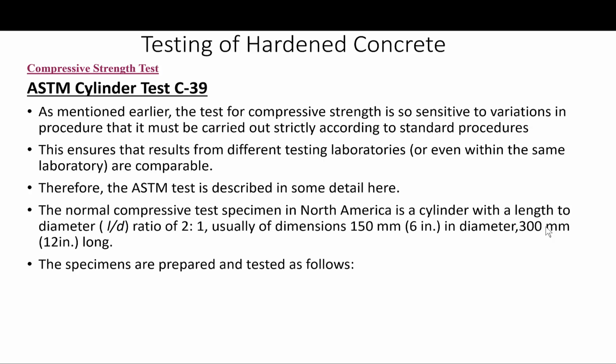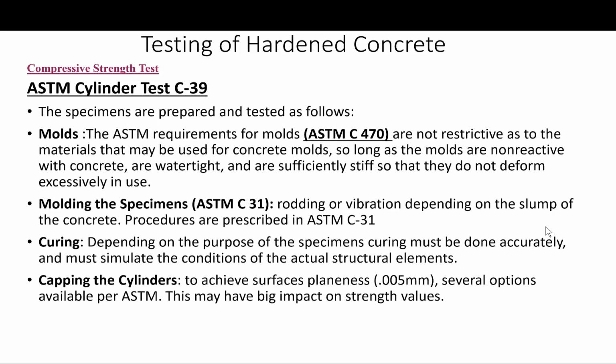Therefore, the ASTM test is described in some detail here so that you're well aware of it. The normal compressive test specimen in North America is a cylinder with a length to diameter ratio of 2:1. Usually the dimensions are 150 millimeter diameter or 6 inch and 300 millimeter or 12 inch long. The specimens are prepared and tested as follows. Okay.